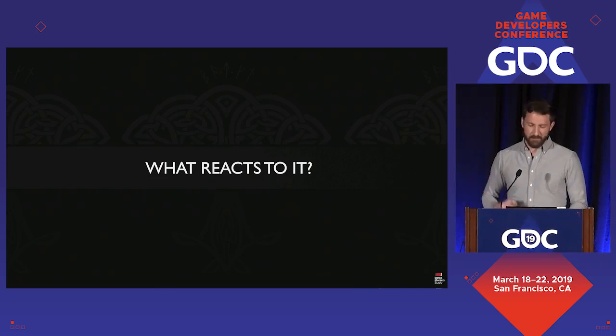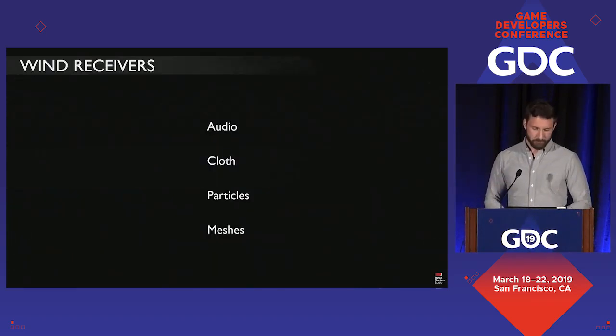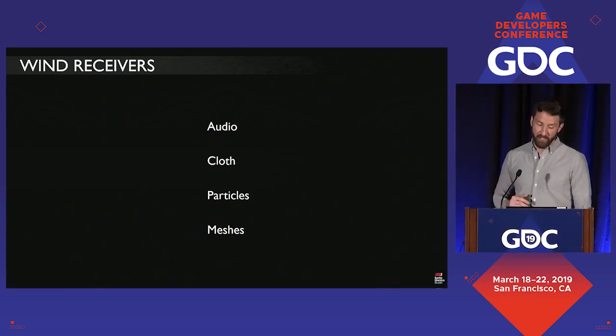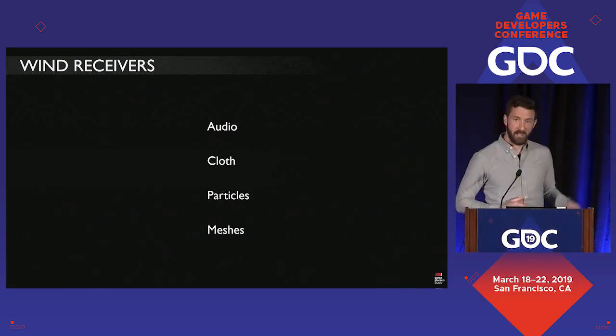So we know where the wind is. What reacts to it? Wind receivers. There are 4 receiver types that respond to wind, and I've listed these in order of how excited I am to talk to you about them.